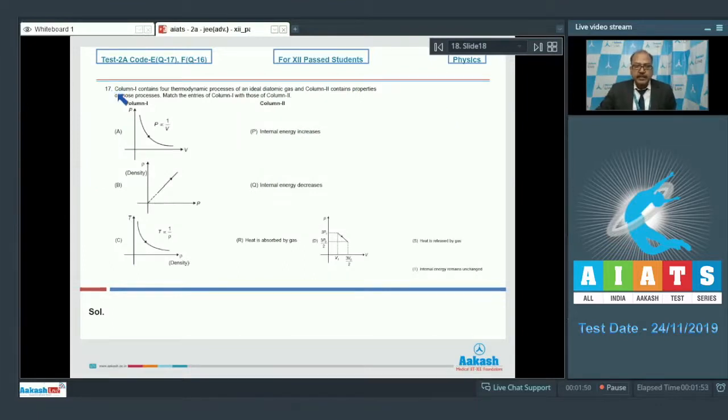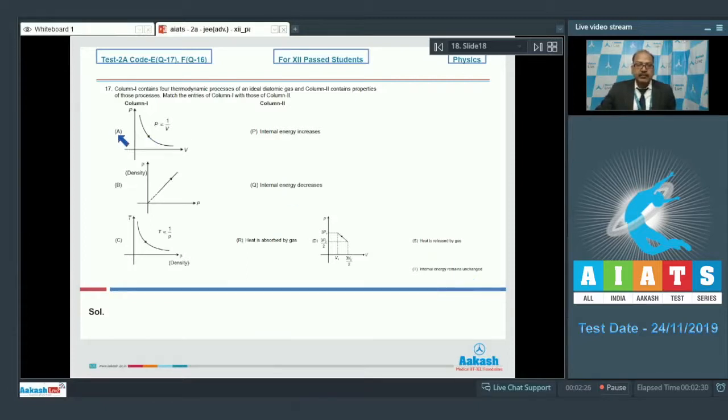Question 17 says, column 1 contains 4 thermodynamic processes of an ideal diatomic gas, and column 2 contains properties of those processes. Match the entries of column 1 with those of column 2. So in column 1, we have graphs for various thermodynamic processes. And in column 2, we have entries like internal energy increases, internal energy decreases, heat is absorbed by gas, heat is released by gas, and internal energy remains unchanged.